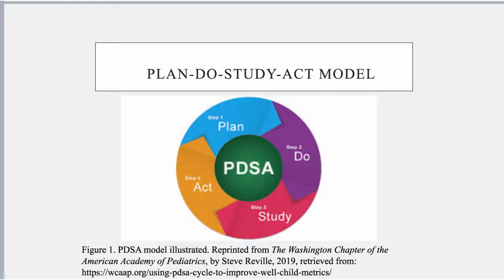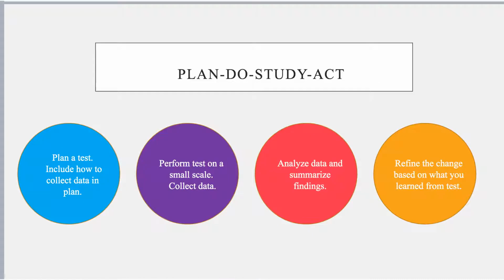The Plan, Do, Study, Act model is a 4-step tool used for quality improvement that can be easily applied to healthcare. This tool is simple and straightforward. The first step of the PDSA model is the plan phase, where an intervention is planned to be tested, and data collection methods should be included in the plan too.